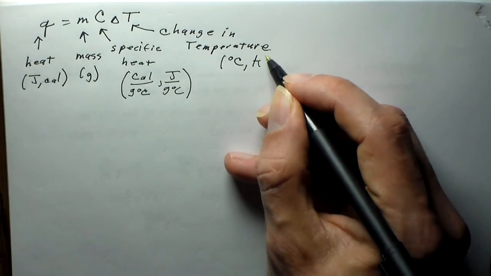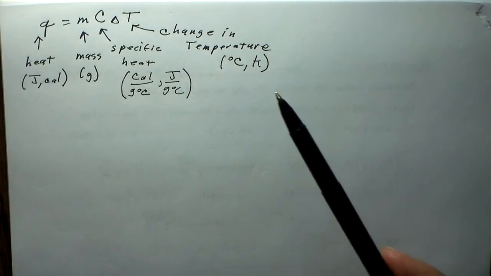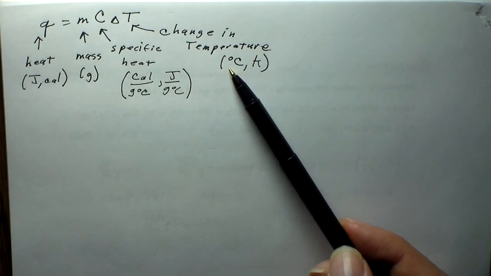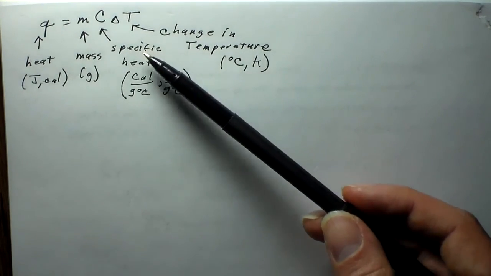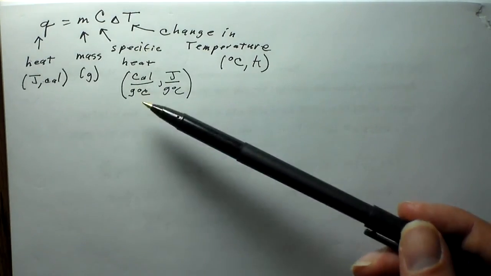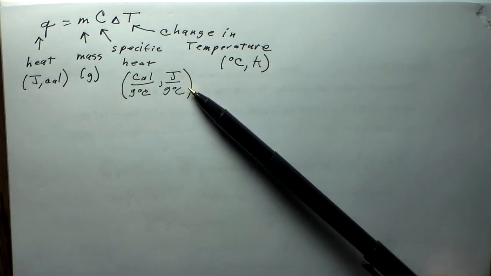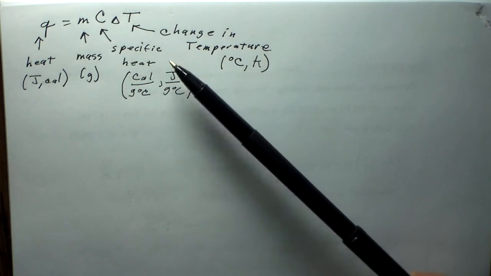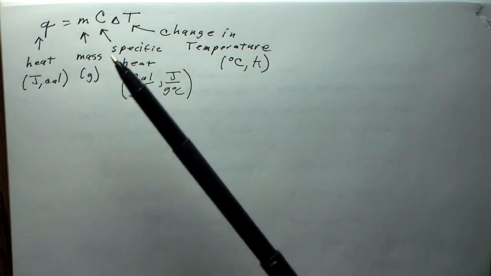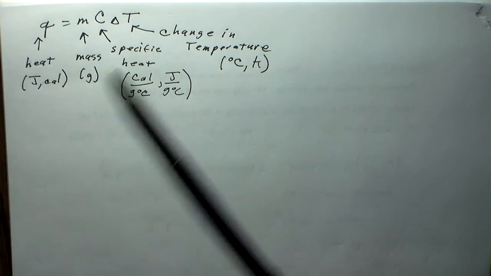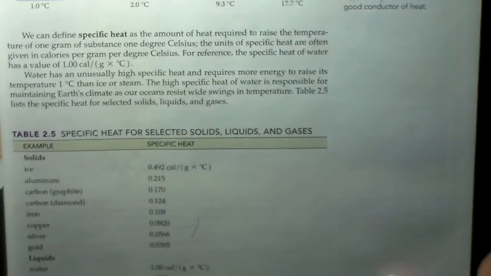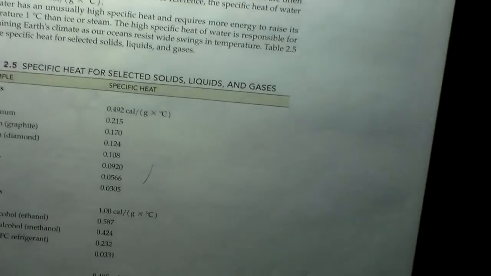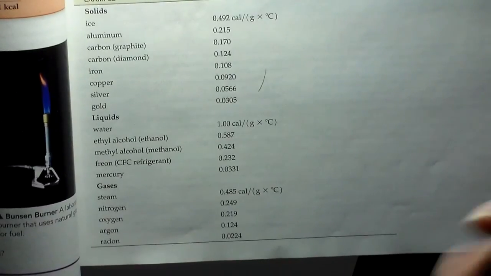It could even be Kelvin as well. As we saw earlier, the change in temperature, if you're dealing in Celsius or Kelvin, is exactly the same. Now, the specific heat is the big variable here that determines what your amounts actually are, because it depends on what substance you actually have. So here is the table from the book.